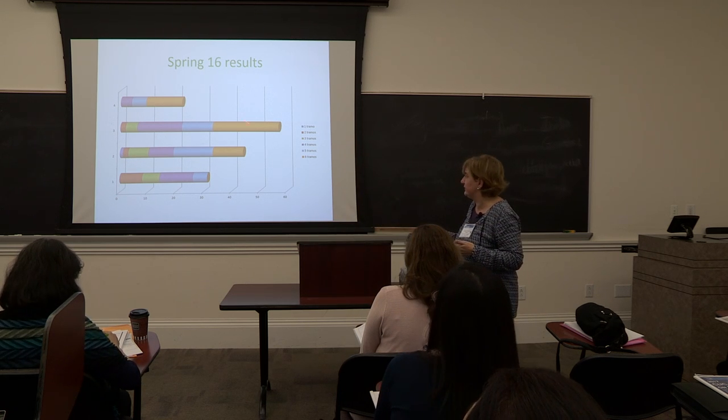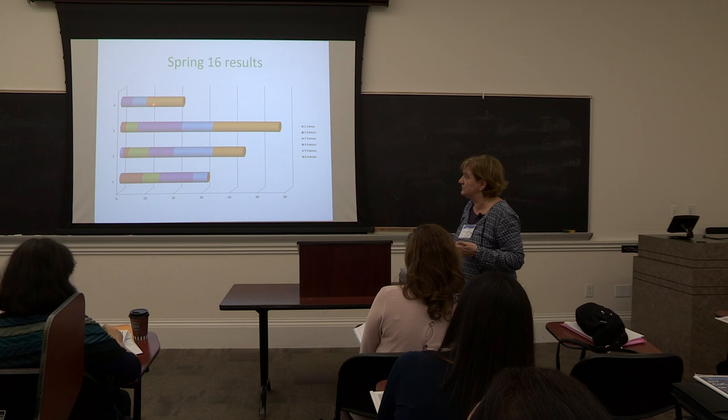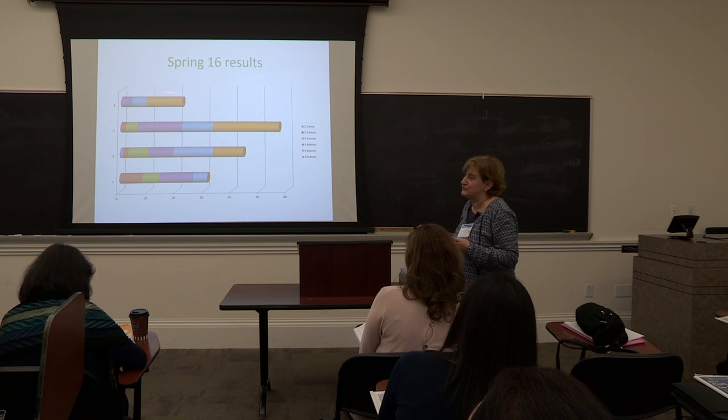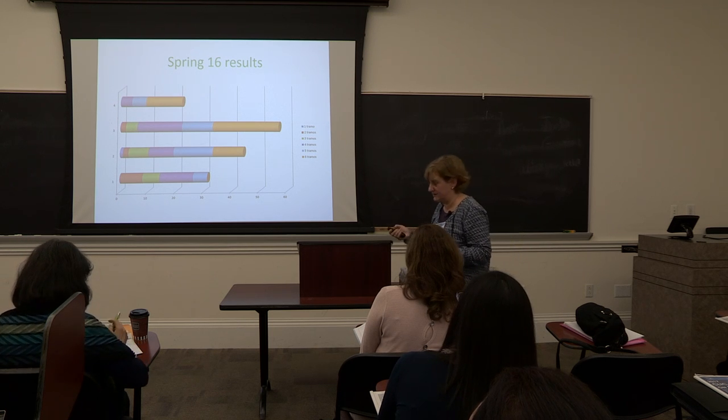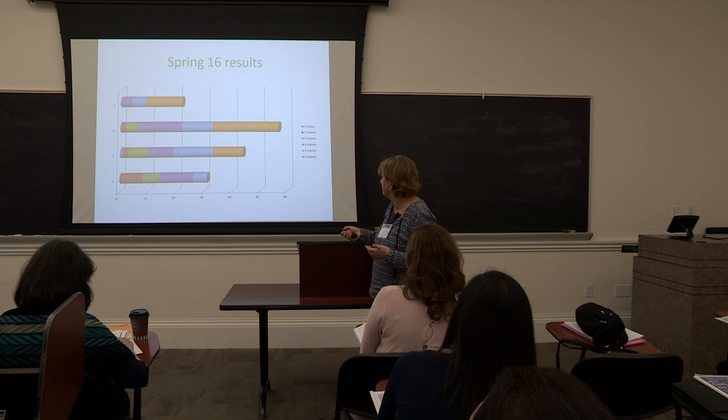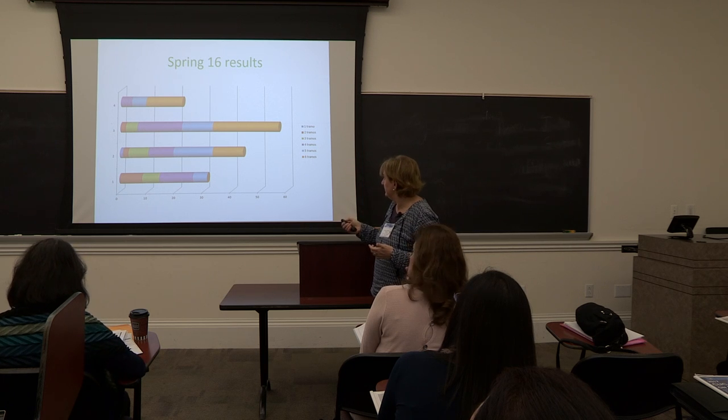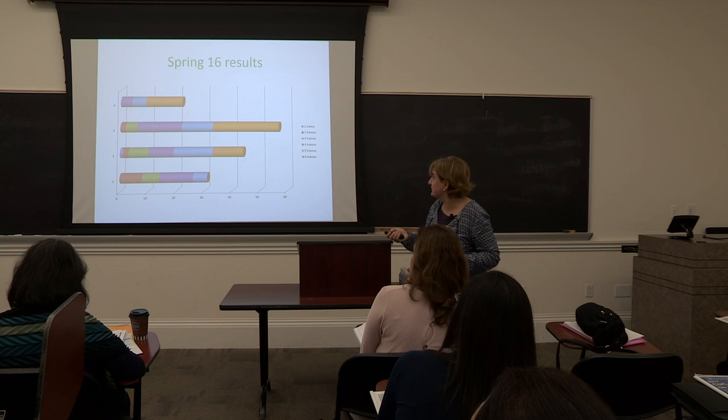This orange here is a perfect score. Actually, everybody should be in this perfect score, but they're not. So usually these ones are the ones that have lower grades, or bad grades.